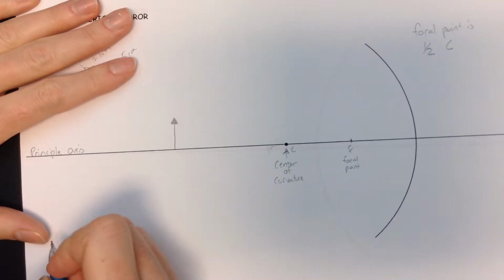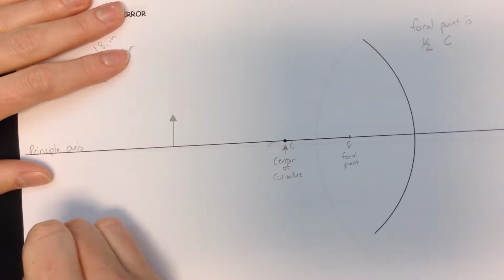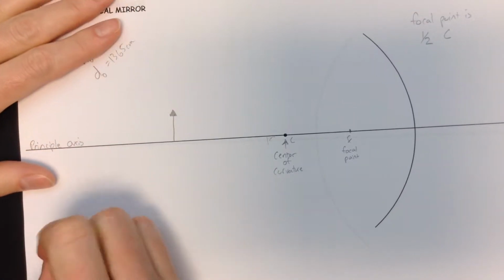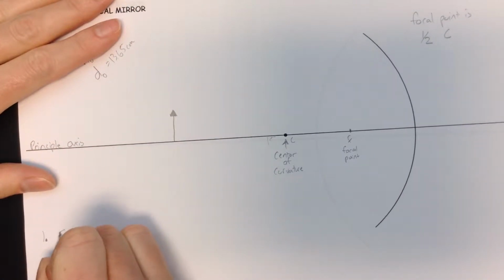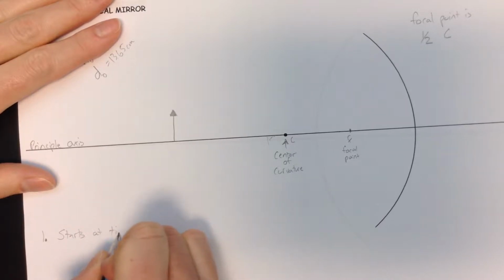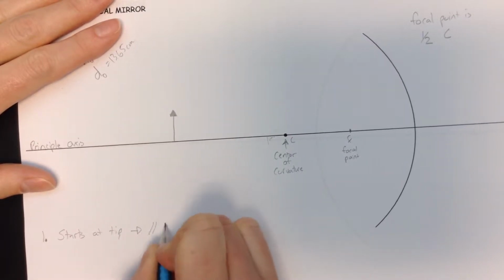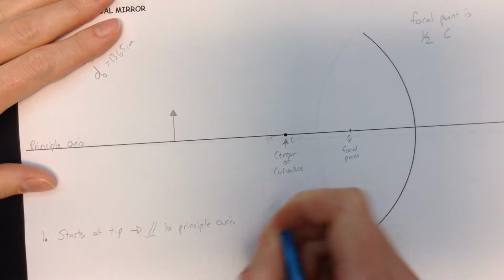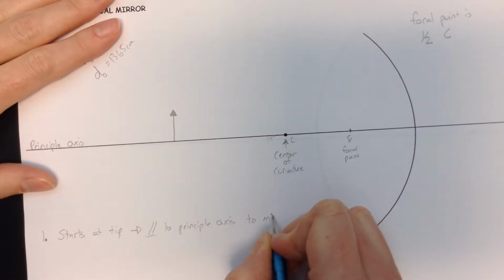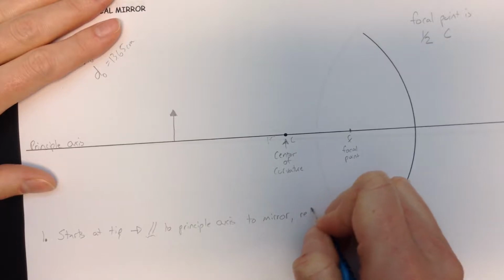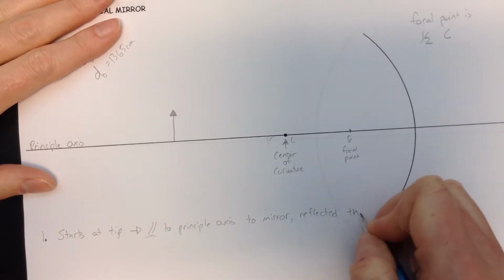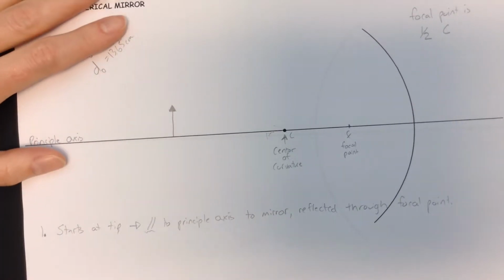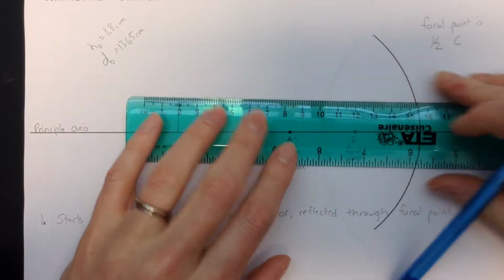Now, when you're drawing a ray diagram, there's a set of lines that you need to draw. There's actually 3 lines that you can draw, but you only ever need to draw 2. And so we're gonna draw those. So the first line starts at the tip. It goes parallel to the principal axis to the mirror. And then it is reflected, so it bounces back through the focal point. And what you have to do when you draw these is make sure that they go far enough that the next line will meet it.